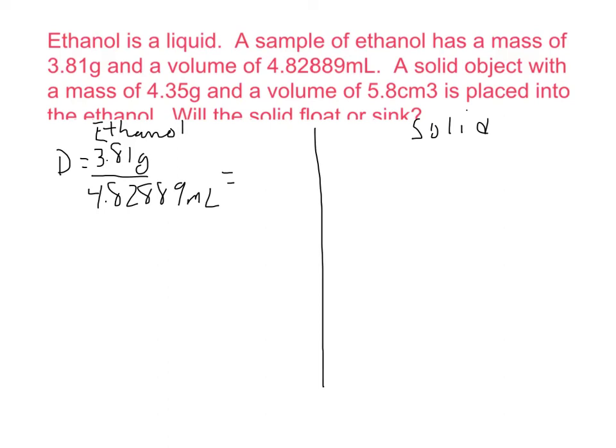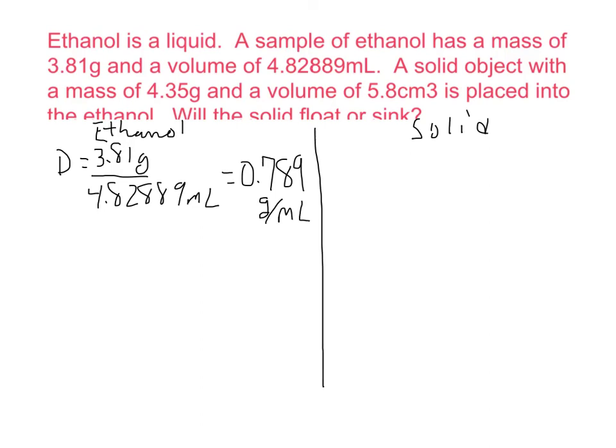And we divide those, so 3.81 divided by 4.82889, and we find out it has a density of 0.789. And we can round it there because the top measurement, the number of grams, only has 3 sig figs in it, so we can only put 3 in our answer. And of course we're not done until we put a unit on it. The unit's going to be grams per milliliter. Exactly.